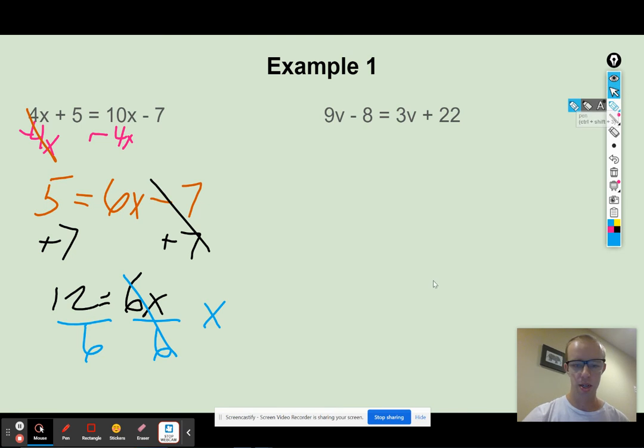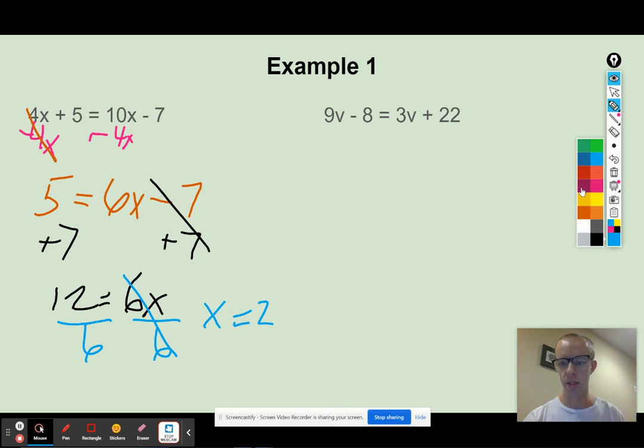Come on. It's 2. X is equal to 2. 12 divided by 6 is 2. All right. Let's go on to the next one.